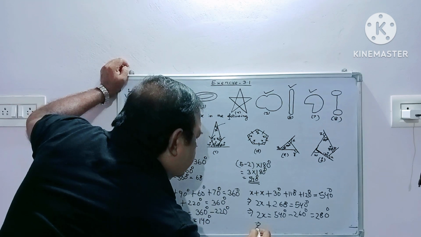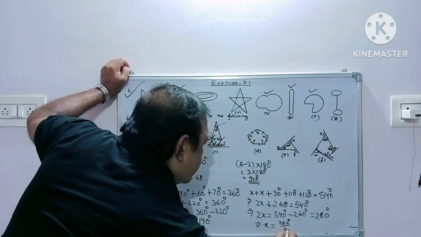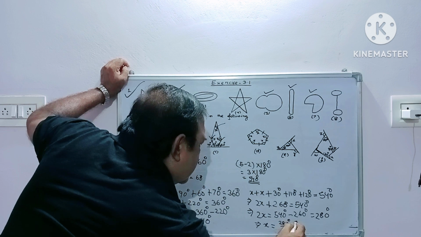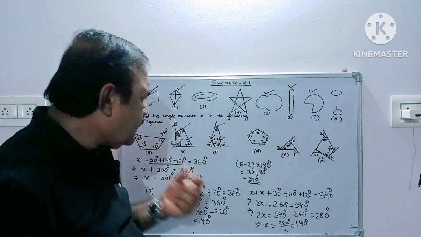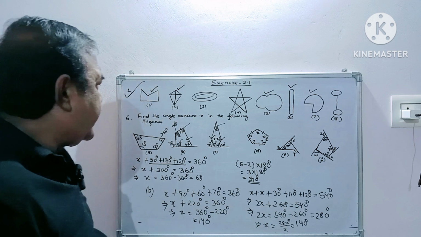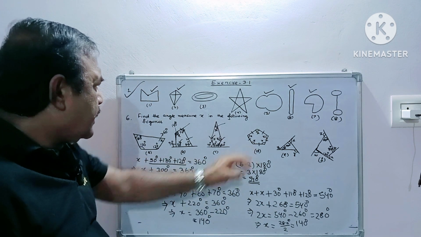So that implies what is the value of x? 280 degree divided by 2, that is equal to 140 degree. So these two angles will have measures of 140 degree each in case of C. Then come to question number D.